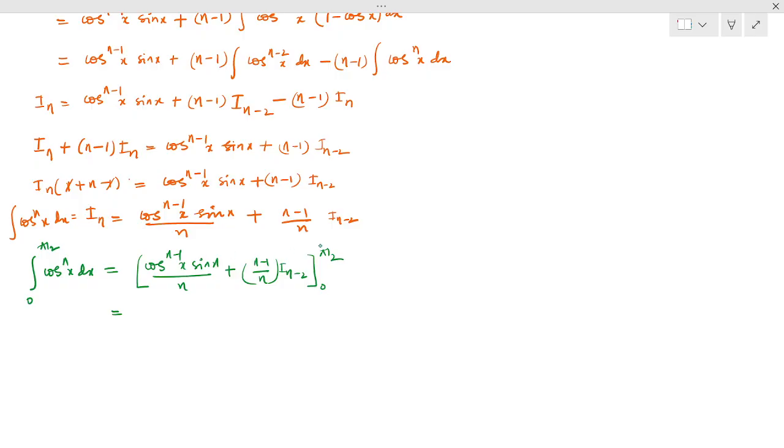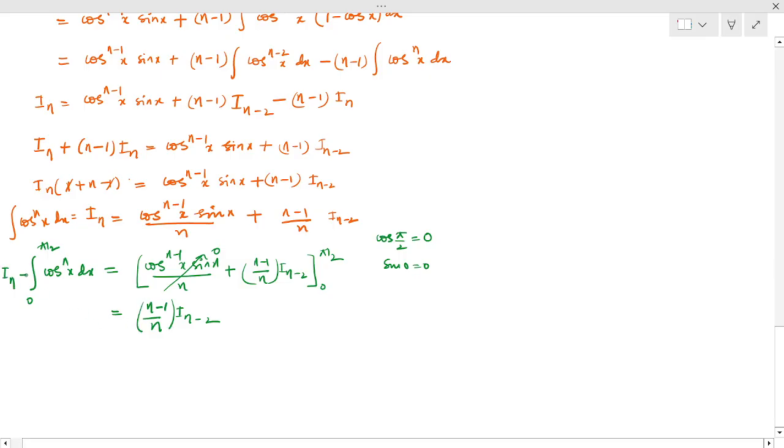Substitute upper limit, as we know that cos pi by 2 is 0. Substitute lower limit; since it contains sin, sin 0 is 0. The first term vanishes, the first term becomes 0. So you will have only (n minus 1) by n times I_(n minus 2). Therefore we have I_n is equal to (n minus 1) by n times I_(n minus 2).